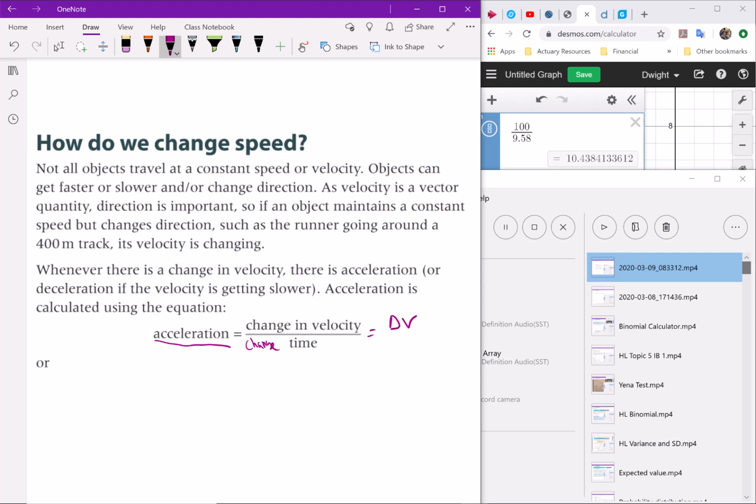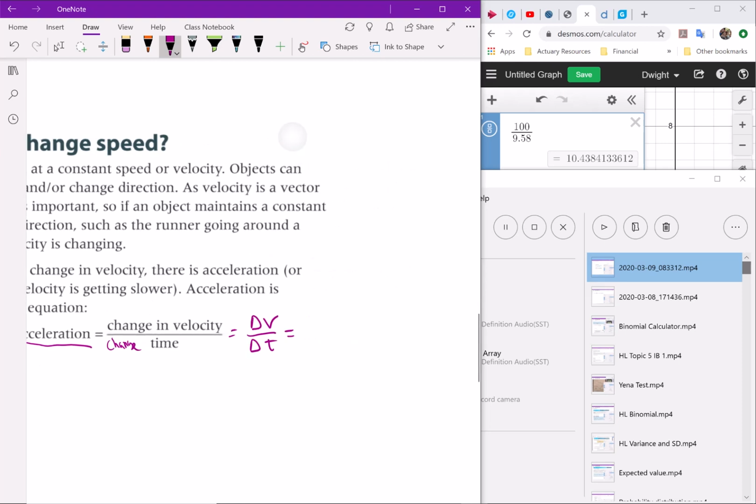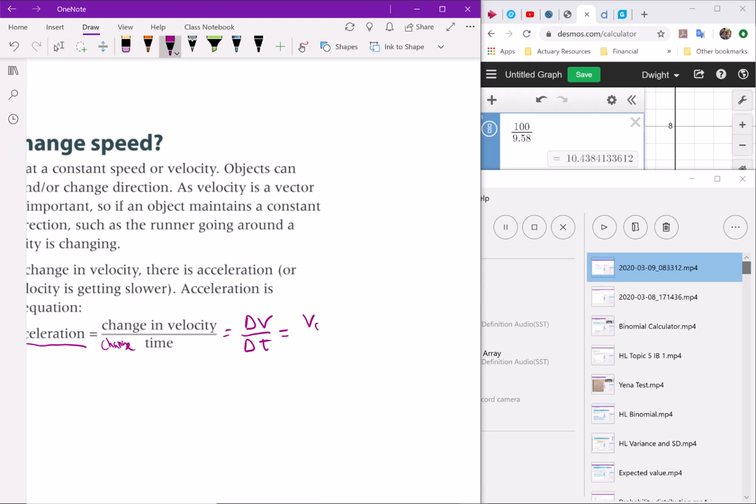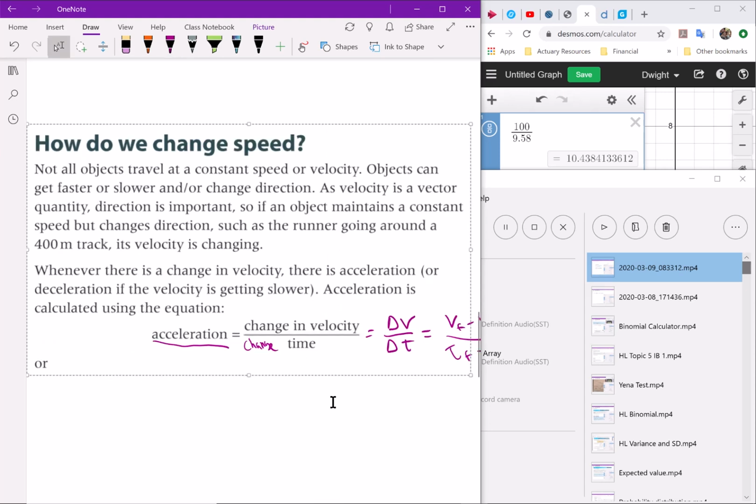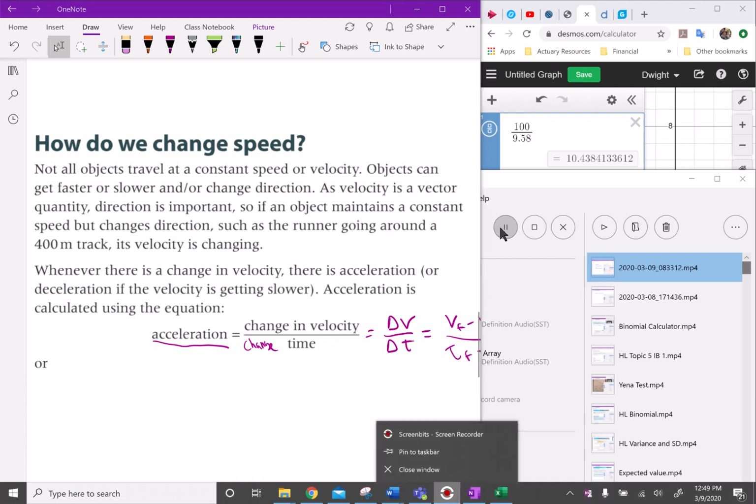So this acceleration basically is change in velocity over change in time, where you can find the change in velocity by finding the final velocity minus the initial velocity. And you can find the change in time by doing the time final minus the time initial. So let's look at an example here real quick.